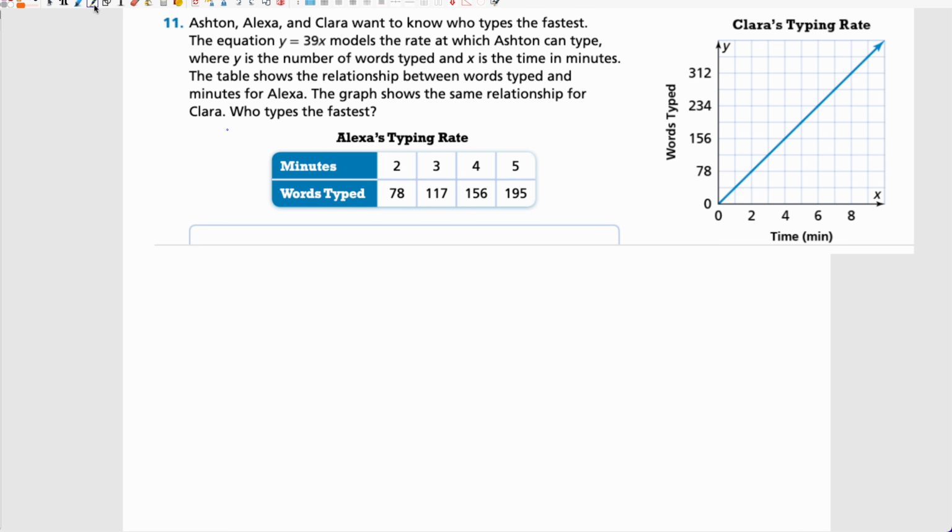Ashton, Alexa, and Clara want to know who types the fastest. The equation y equals 39x models the rate at which Ashton can type. So what is Ashton's K value? 39. It tells us right there in the equation. The table shows the relationship between words typed and minutes for Alexa. So how do we do Alexa's K value?